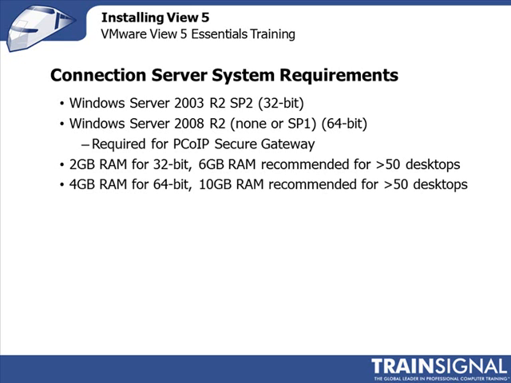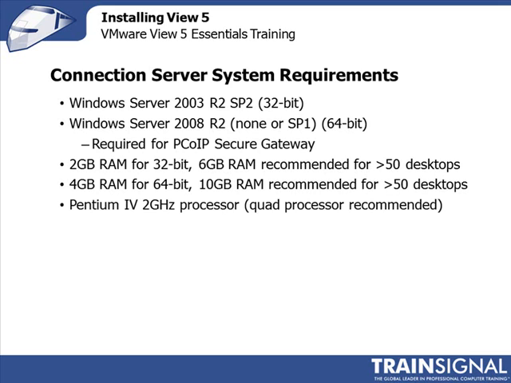Now, when it comes to memory requirements, you have a 2 GB minimum for 32-bit operating systems, or a 4 GB minimum for 64-bit operating systems. And if you're going to scale beyond 50 desktops, for 32-bit, you need 6 GB of RAM or higher, and 10 GB of RAM or higher for 64-bit operating systems. For our lab environment, we'll be fine where we're at, but you can always start small and add additional as your needs see fit.